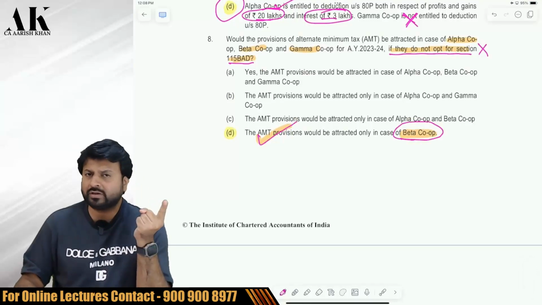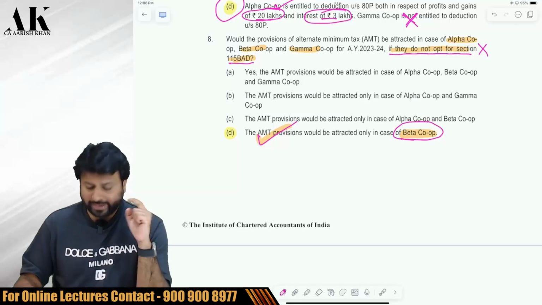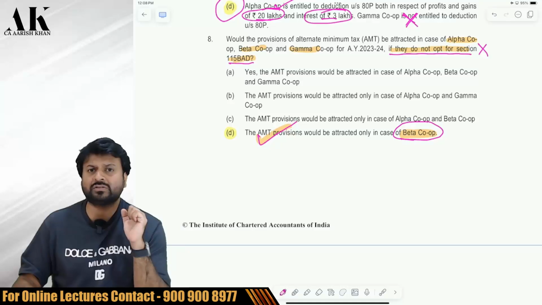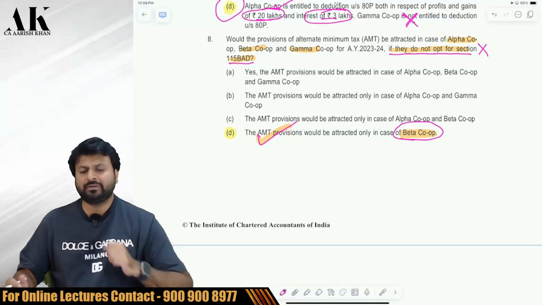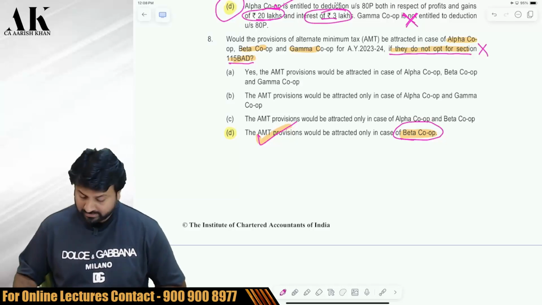Why not Alpha? Because Alpha is not claiming any profit linked deductions. Alpha is just claiming ATP. ATP is not liable for AMT. Why not Gamma? Gamma is not claiming any profit linked deduction, including ATP. So Gamma is also not liable for AMT. Only Beta is liable for AMT. I hope everyone is clear with this, right?